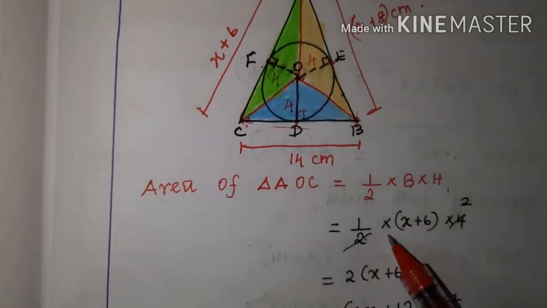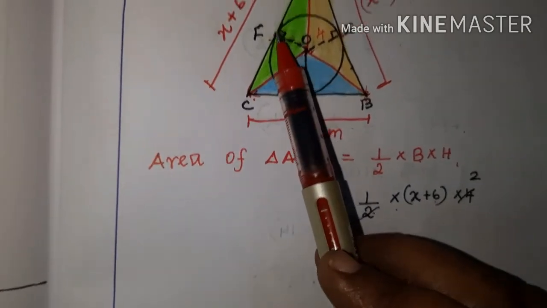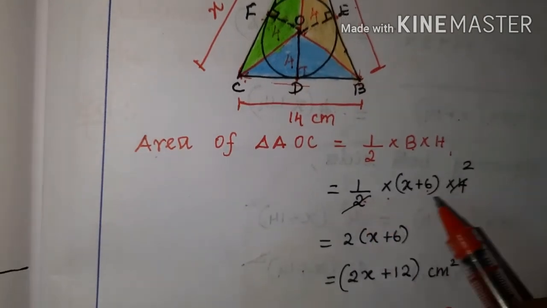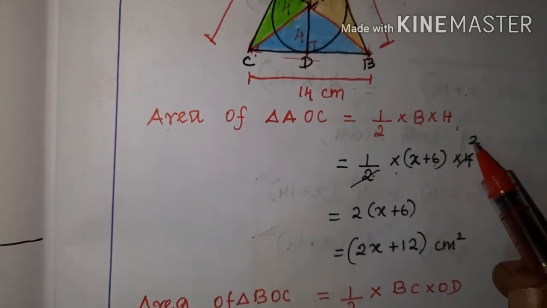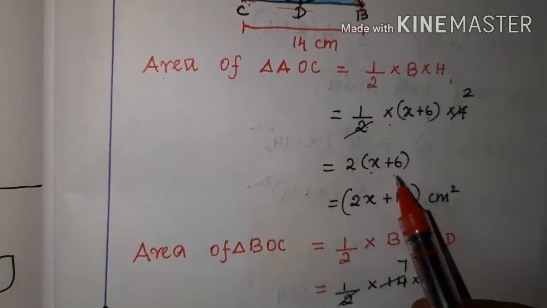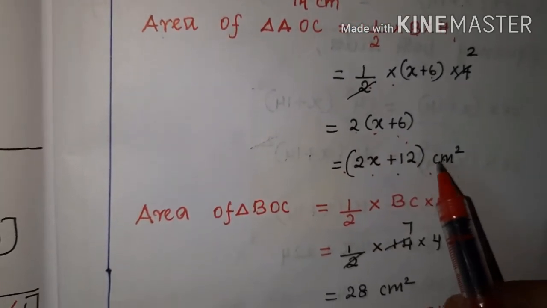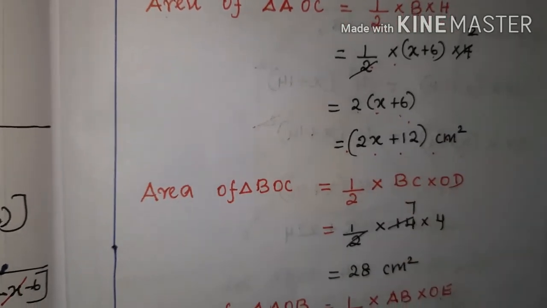So here half into base is x plus 6, and what is the height? As I said, perpendicular line, that is 4 centimeter. So 4. So you can cancel 2 and 4. So 2 times it goes and multiply 2 into x plus 6. So next step, 2x plus 12 centimeter square. So what is the area for the triangle? 2x plus 12 centimeter square.